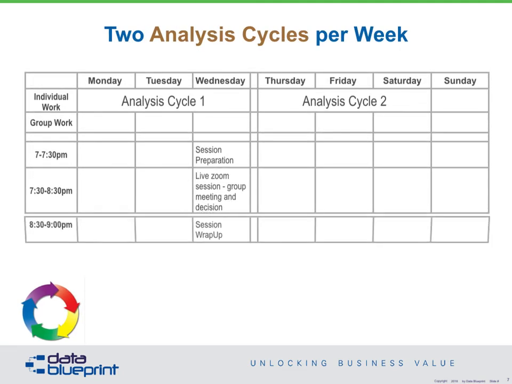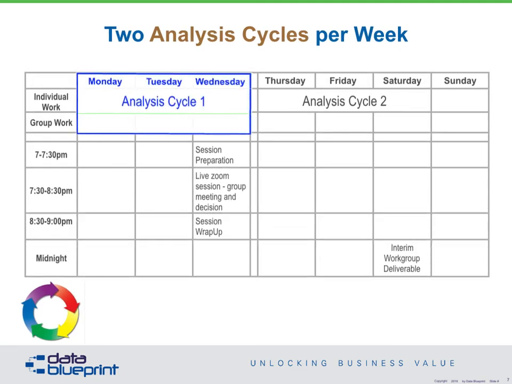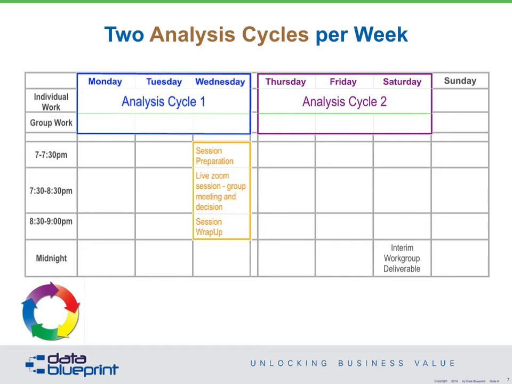Again, 2 cycles per week, so your weeks for the next 7 weeks will look like analysis cycle 1 Monday through Wednesday, Thursday through Saturday analysis cycle 2. Then on Wednesdays, we will spend a little bit of time getting ready for the session, where I'll set some goals and expectations as far as what we're trying to do for the session. Then we'll do a live Zoom session at that point with you breaking up into groups, looking over the other work group deliverables, and then deciding how to move forward from there. Then we'll meet again for a session wrap-up at the end.